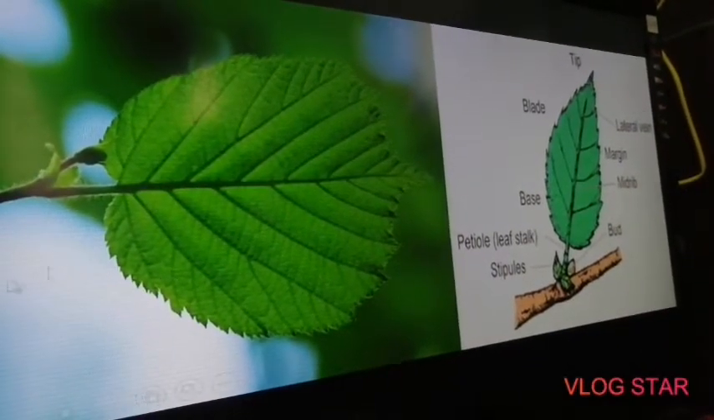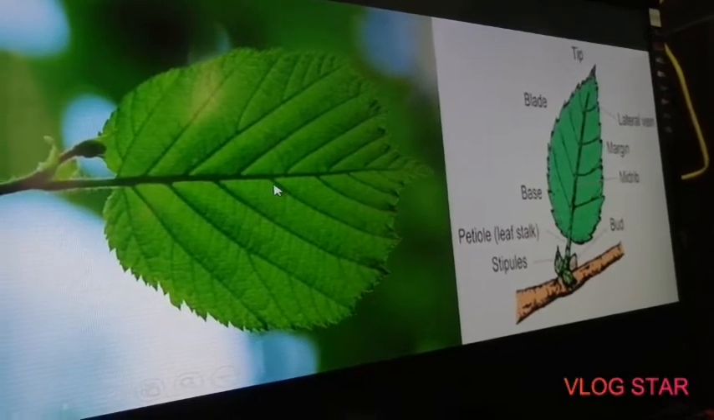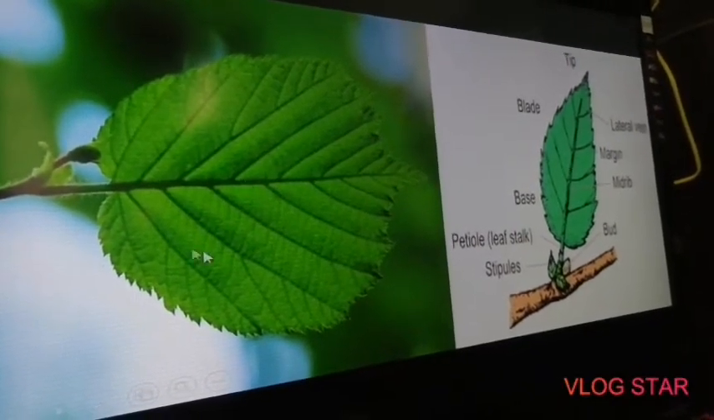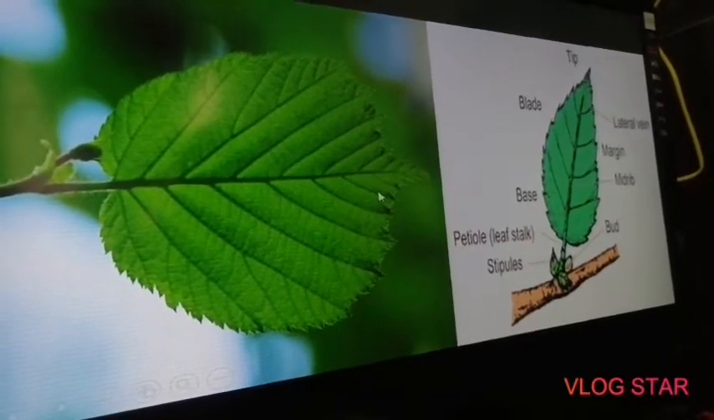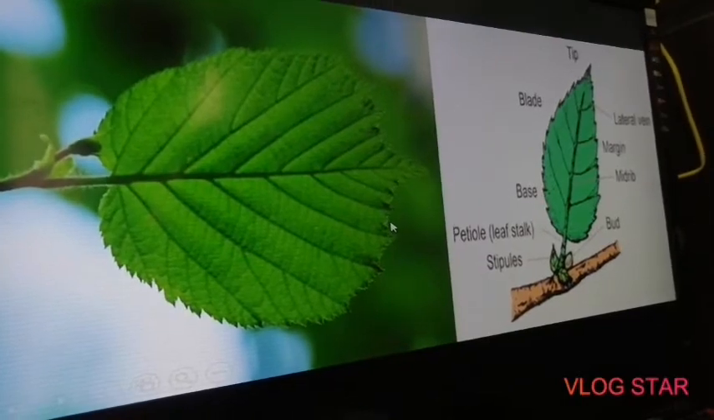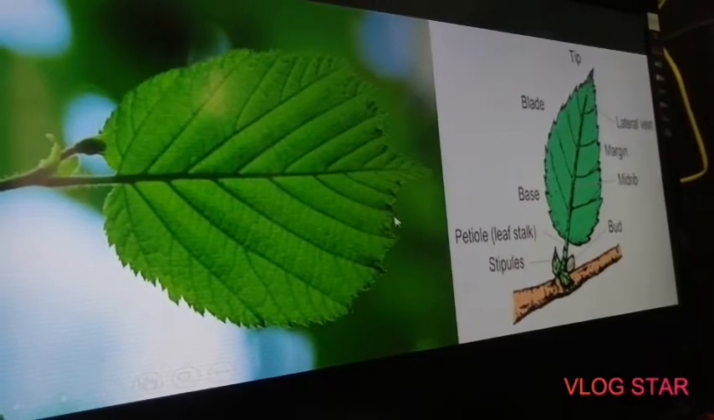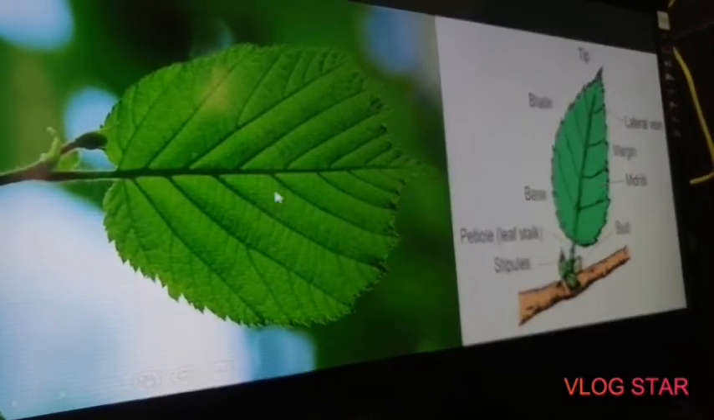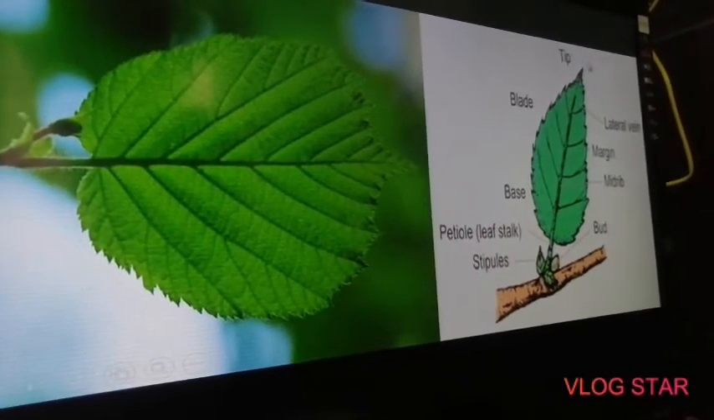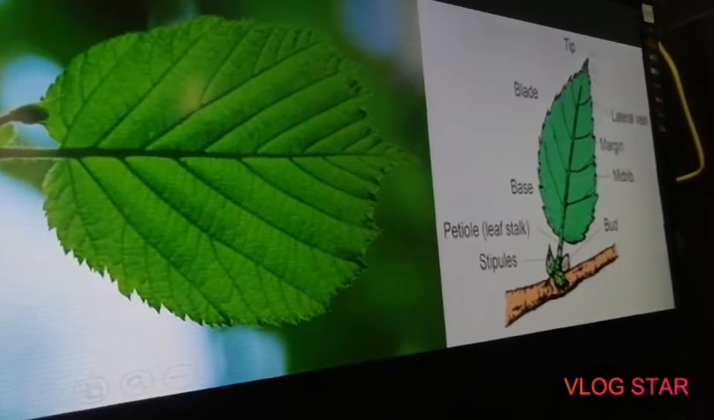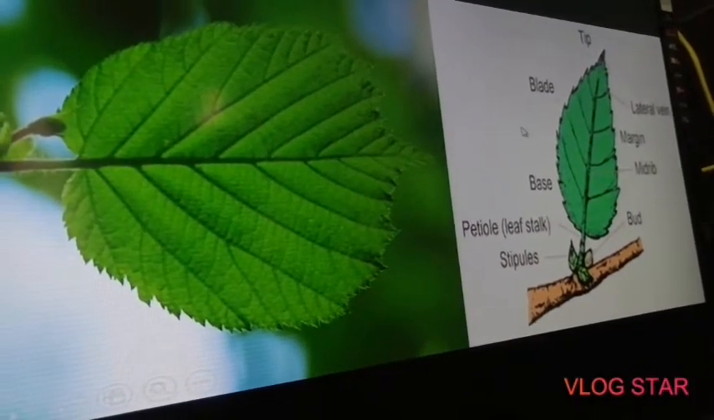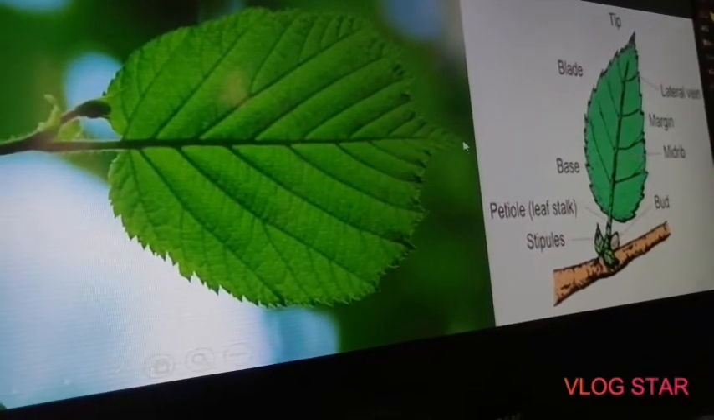The leaf has two sides. One is above and the other is the back side. The upper side is smooth and the lower side is usually rough and a little lighter in color than the upper side. Then we have the leaf tip. This is also called the leaf apex. The tip of the leaf is known as the leaf apex. Here we can see it.